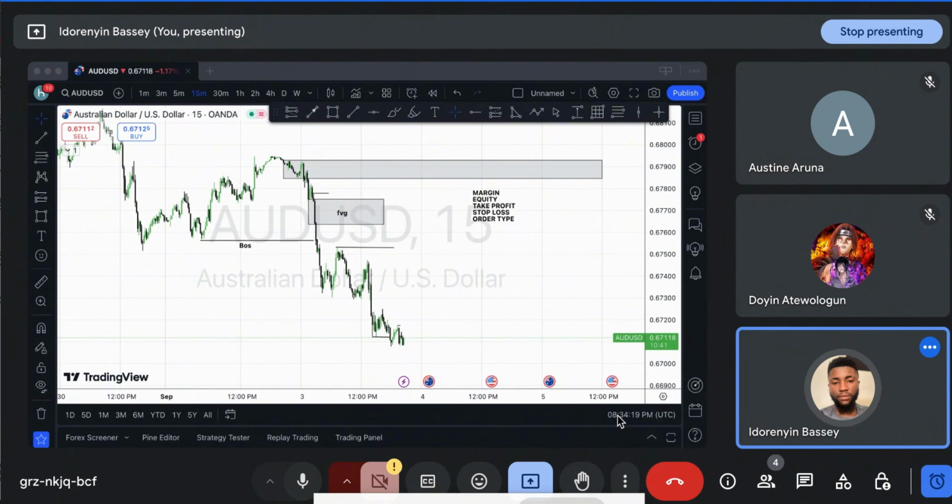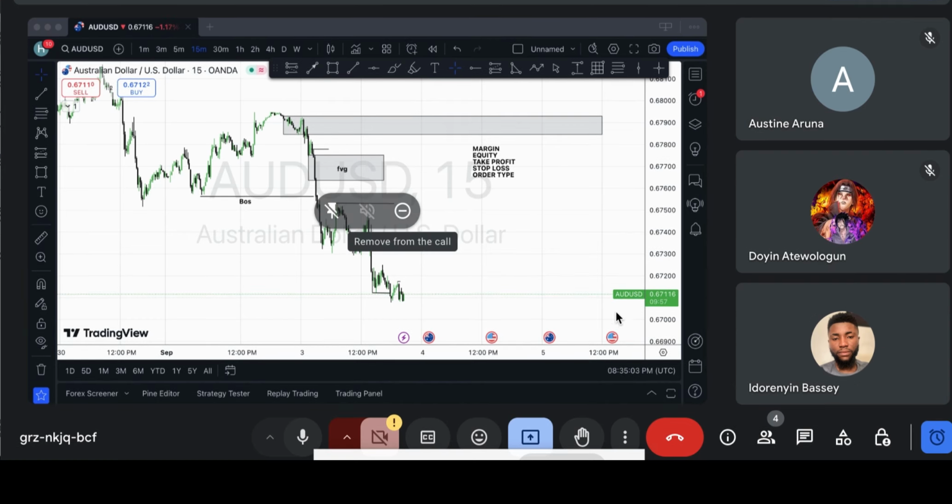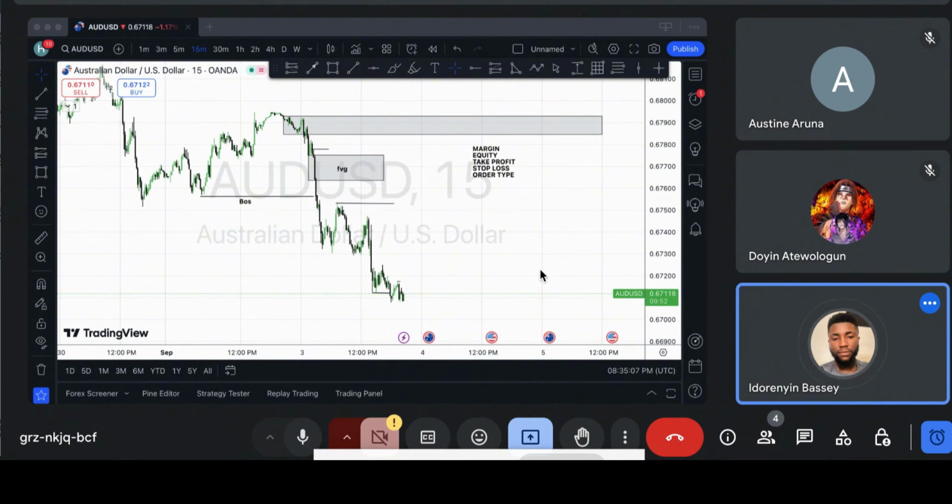So I hope we all have our tools and writing material, because you need to jot things down. As a forex trader, you need to jot things down. So we are going to start with margin. So, what is margin?